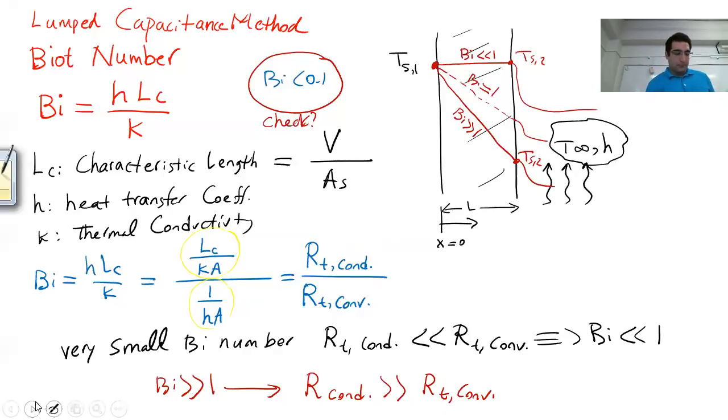Now, let's go to the next slide. I'm going to define another new variable, the Fourier number, and that's about it. And then we're going to solve an example. Almost done. So let's move on to the next slide. We're going to talk about the Fourier number.